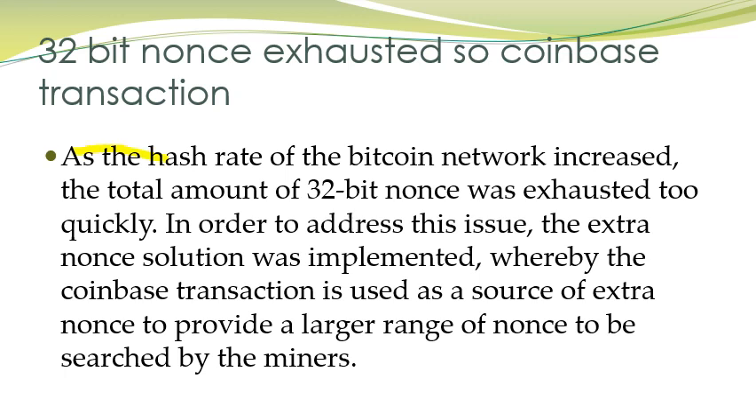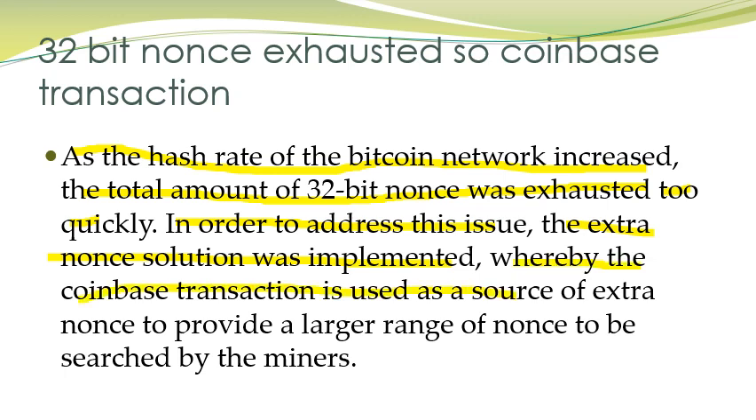As the hash rate of the Bitcoin network increases, we will see in the next slide what this hash rate is. As the hash rate of the Bitcoin network increases, the total amount of 32-bit nonce was exhausted. So this 32-bit nonce value is not enough. It can be calculated easily. So in order to address this issue, the extra nonce solution was implemented. We need the extra nonce, whereby the coinbase transaction is used.